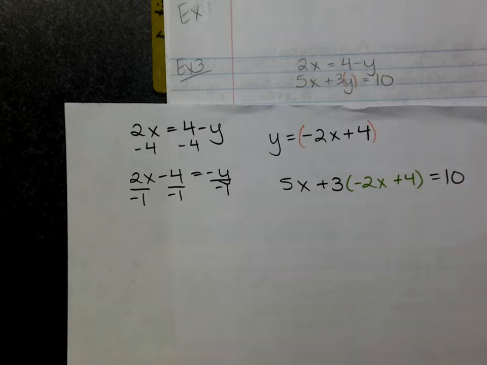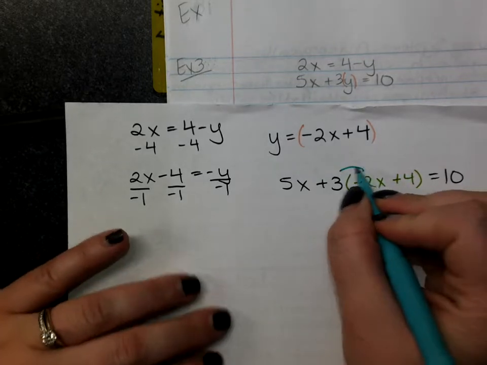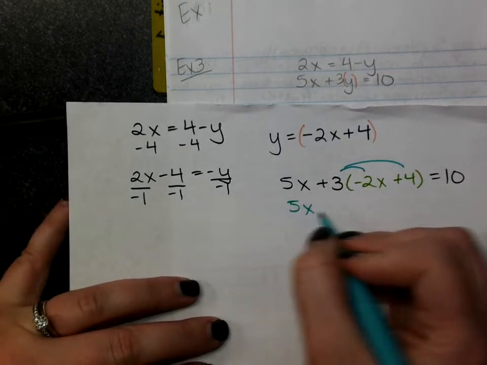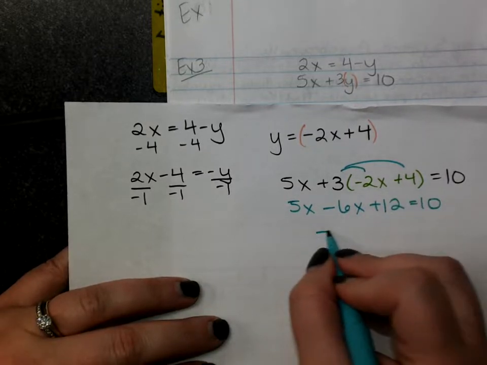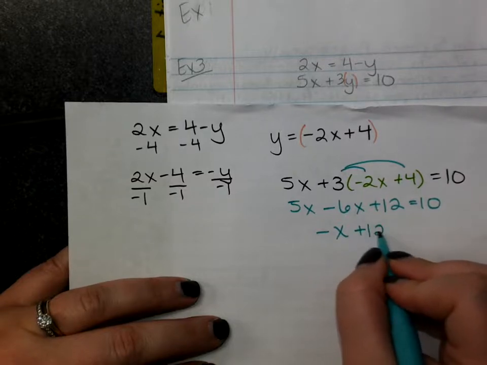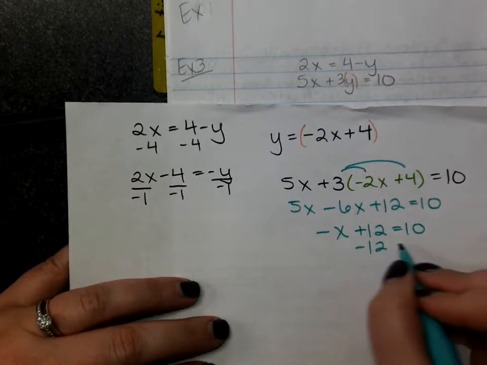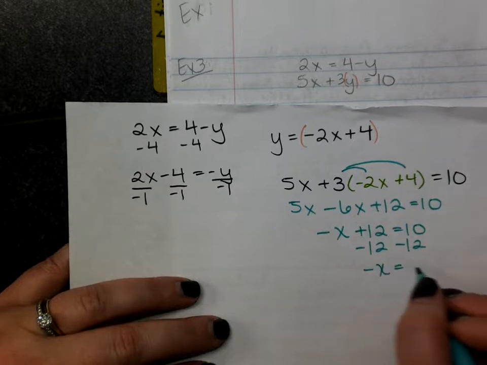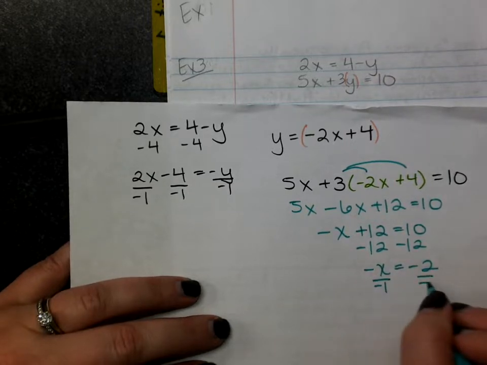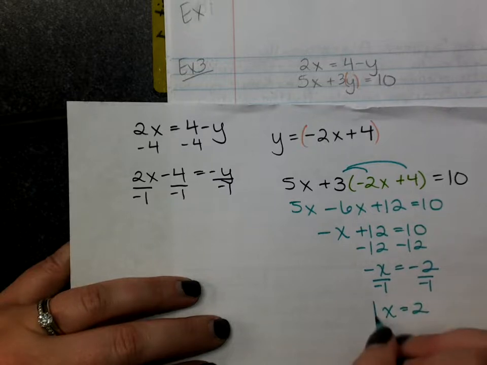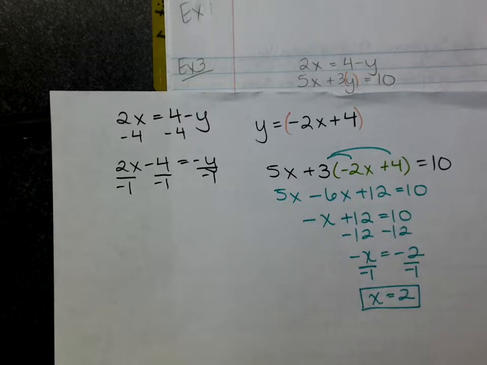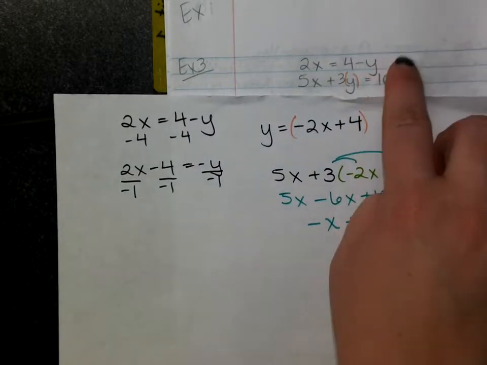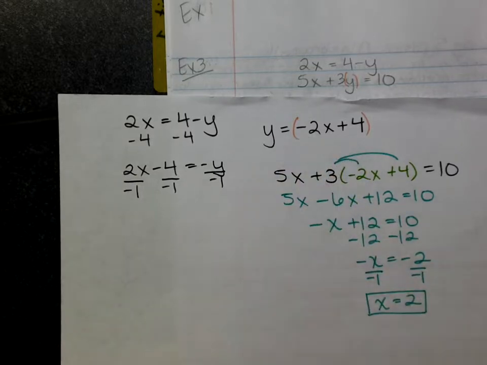From there, I'm going to solve for x. So distribute that 3. 5x minus 6x plus 12 equals 10. It's going to be negative 1x plus 12 equals 10. Move the 12. Negative x equals negative 2. Divide by negative 1. x equals positive 2. So there's one answer. Now I need to plug that into one of the original equations. You can go back to the originals or you can use the already isolated one. It should give you the same answer.